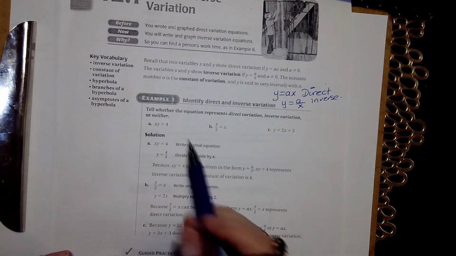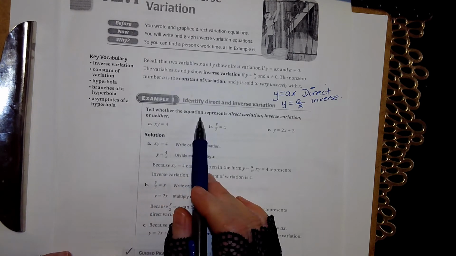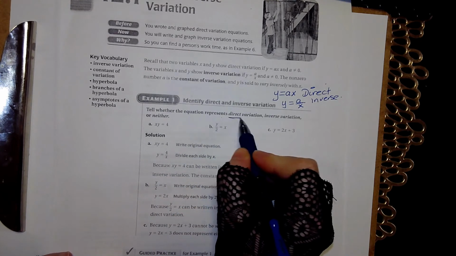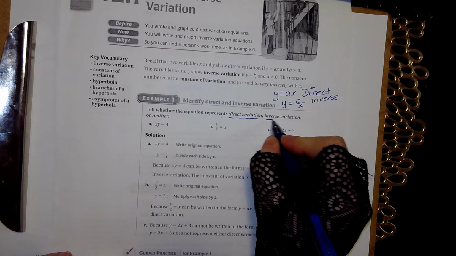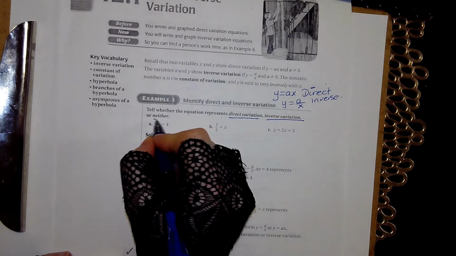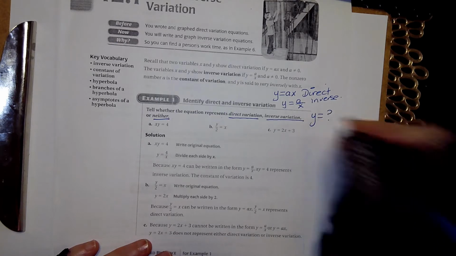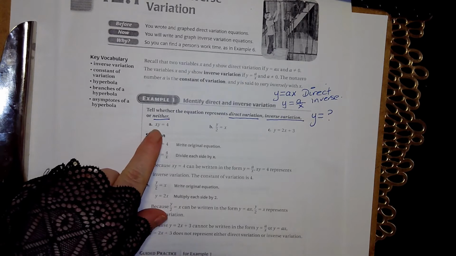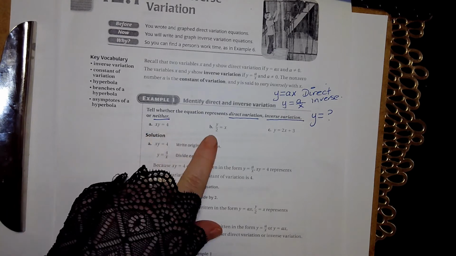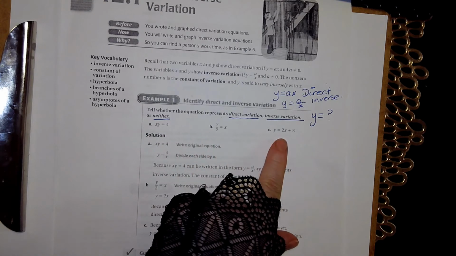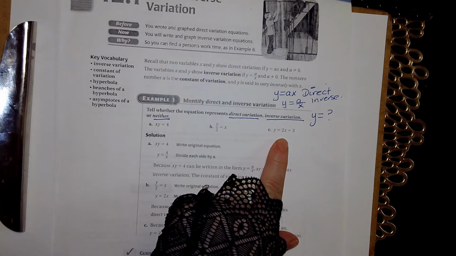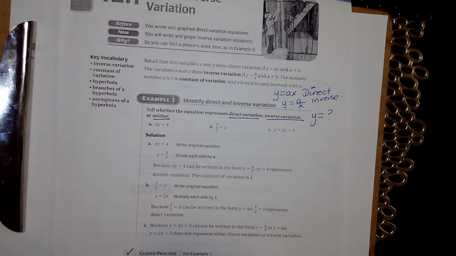So the very beginning is tell whether the equation represents a direct variation, an inverse variation, or neither. One of the things is we always have to solve for y equals. You can't judge like this, nor this. This you can look and we'll get to that. But they have to be solved for y for us to see.